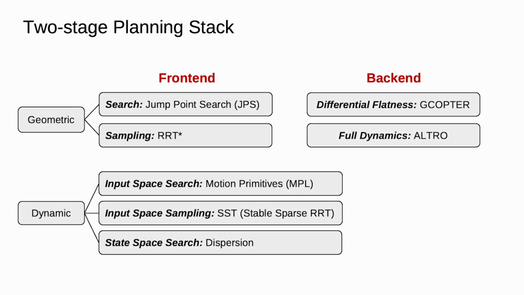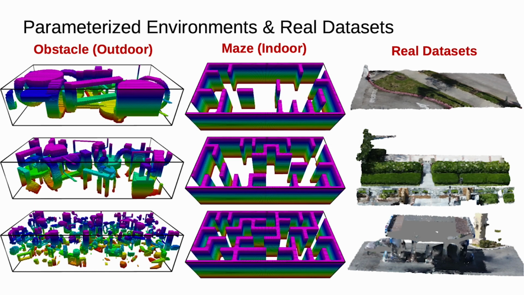For the open-source planning stack, we took a modular approach so that both front-end planners and back-end planners can be quickly swapped. We select 5 front-end planners with different levels of fidelity and 2 back-end planners with different assumptions on the vehicle dynamics. We run the planners in our proposed parameterized environments and real datasets.